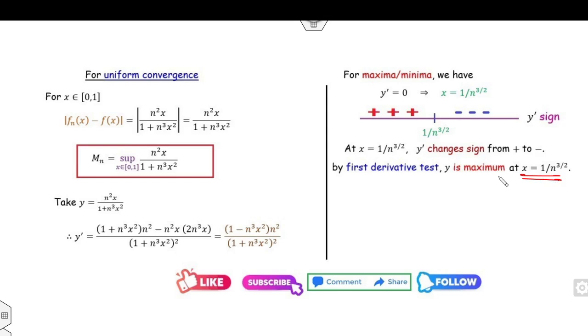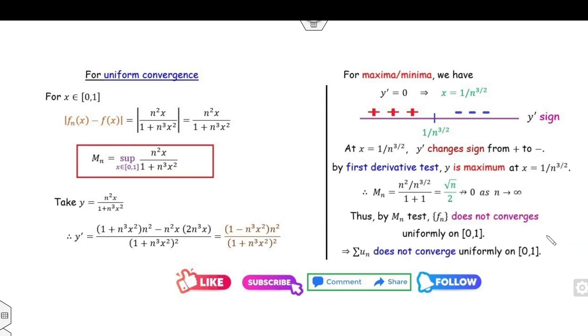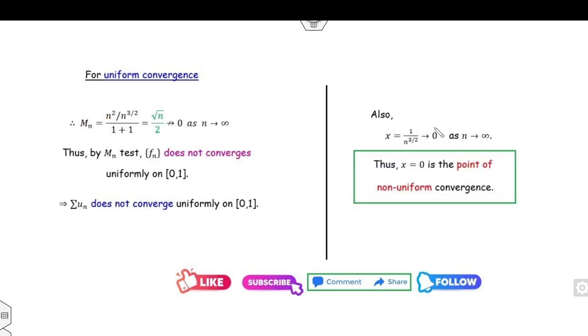My target is to find the supremum, so therefore my point is the maximum point. I can substitute this value of x in the value of Mn. You will see the answer is n square over n raised to power 3 by 2, 1 plus 1. It is root n divided by 2, which does not go to 0 as n approaches infinity. So that means you can say the series is not uniform convergent on the closed interval 0, 1. Fine. Moreover, you can also see the quantity which you have obtained is 0. So therefore 0 is the point of non-uniform convergence.